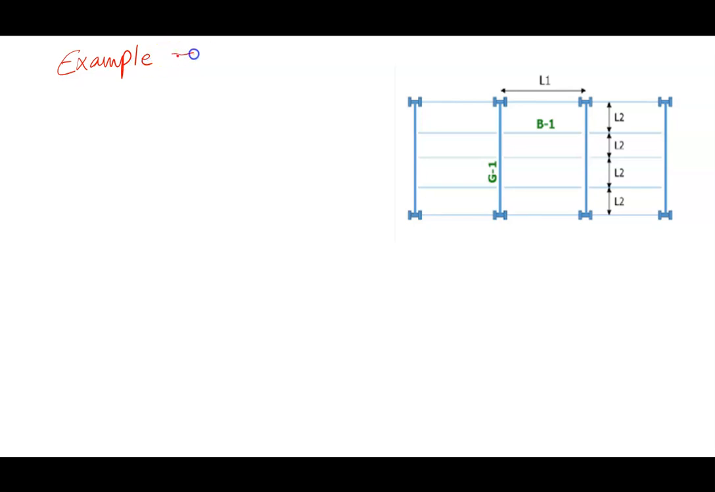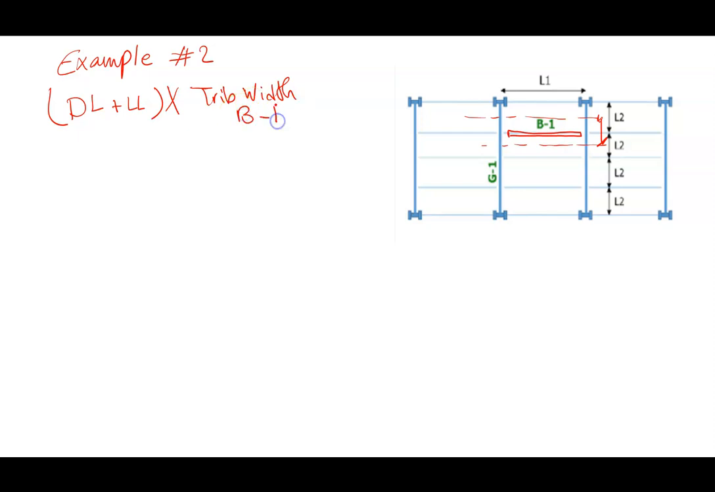For the next example, we have started the same way as the previous example. So we had to calculate again the total dead load and live load. And load path is from area to beam to girder. So we needed to calculate or find tributary width for our beam and multiply dead load and live load by tributary width of load on beam B1.